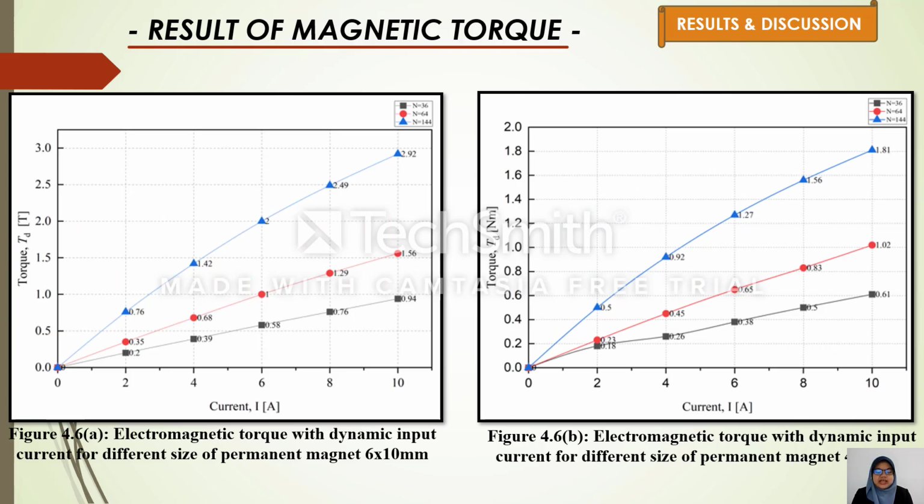For each magnet size, the average torque value for N equal to 36, N equal to 64, and N equal to 144 are measured, and the process is repeated for input currents of 2 ampere, 4 ampere, 6 ampere, 8 ampere, and also 10 ampere as shown in Figure 4.6a and 4.6b. The data obtained show that the torque value increases with the increase of three factors, which are the size of the permanent magnet, the value of the current, and the number of coils.